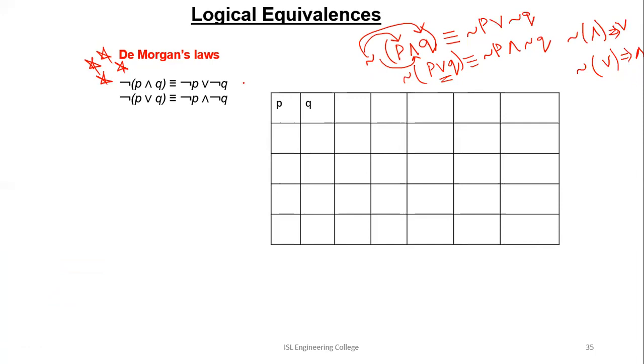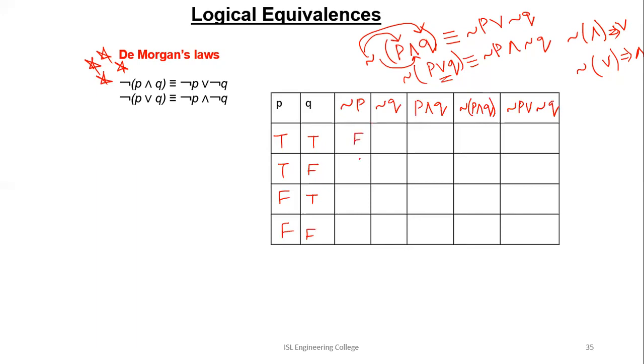Okay, I'll try to prove one of them. So P, Q, and then we also need negation P, negation Q. We have to find P and Q, then negation of P and Q, negation P or negation Q. So let's just fill it quickly. Also, one more thing is that if you keep practicing the truth tables, you will be perfect in it. So try to practice it along with the class.